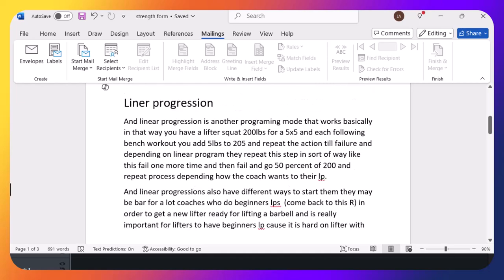Linear progression. Linear progression is another programming mode, in which you have a lifter squat 200 pounds for a 5x5, and each following workout add 5 pounds to 205 and repeat the action until failure. Depending on the linear progression, you repeat the step in ways like this: fail one more time, then fail and go to 50% of 200 and repeat the process, depending on what the coach wants to do with their linear progression. And linear progressions also have different ways to start them.